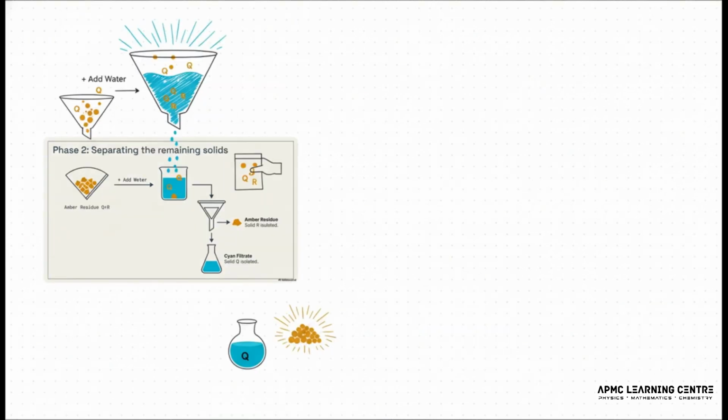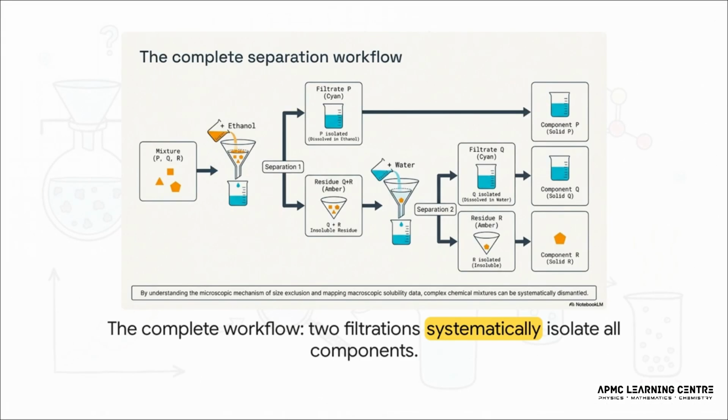Now, for phase 2, we take that residue, that mixture of Q and R, and this time we add water. Now what happens? Well, Q dissolves in water, but R doesn't, so we filter it one last time. Solid Q passes through as the filtrate, leaving behind pure solid R as our final residue. And there you have it, all three components perfectly separated. And here you can see the whole beautiful process laid out. We started with the total mess, a chaotic mixture of three different things. And by using two carefully chosen solvents and two simple filtrations, we systematically pulled it apart, piece by piece.